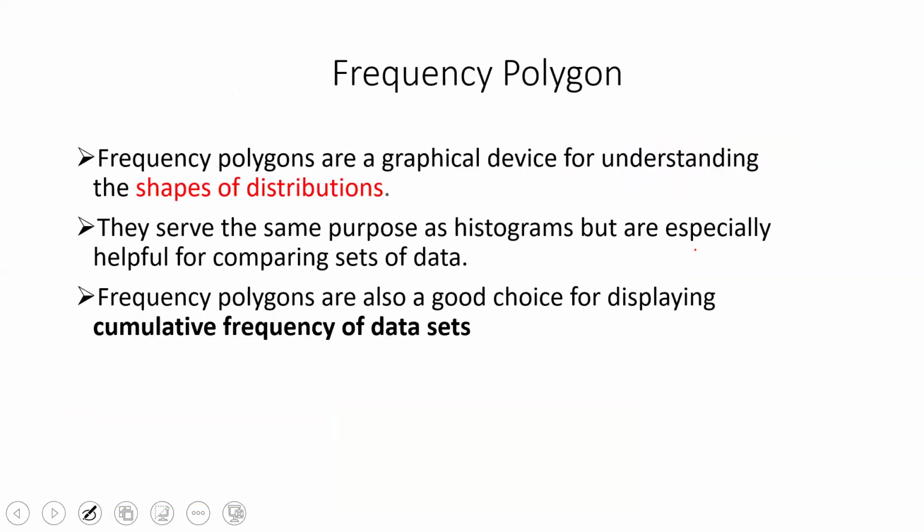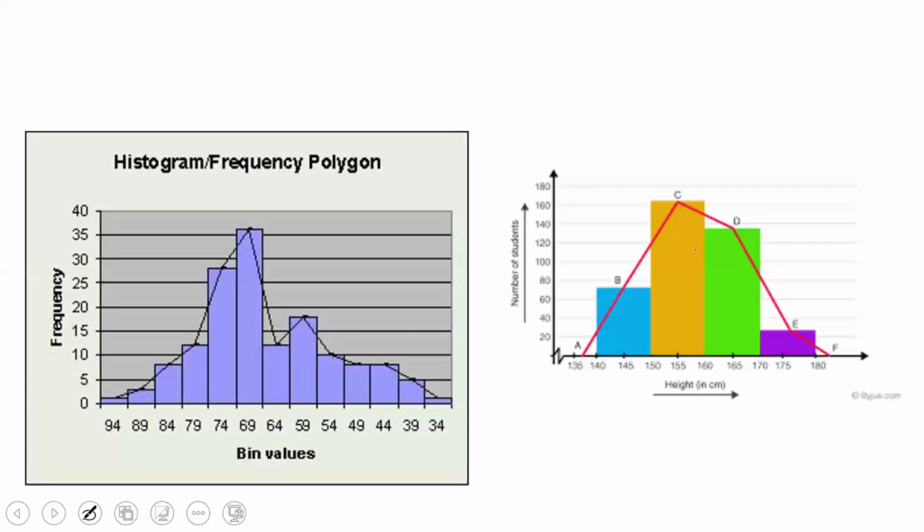Frequency polygon is just a graphical device for understanding the shapes of distribution. They are just like histograms, but they are good for comparing data sets. They are also a good choice for displaying your frequency and cumulative frequency. So if you look at this data, this graph rather is a histogram, because there's no space in between.